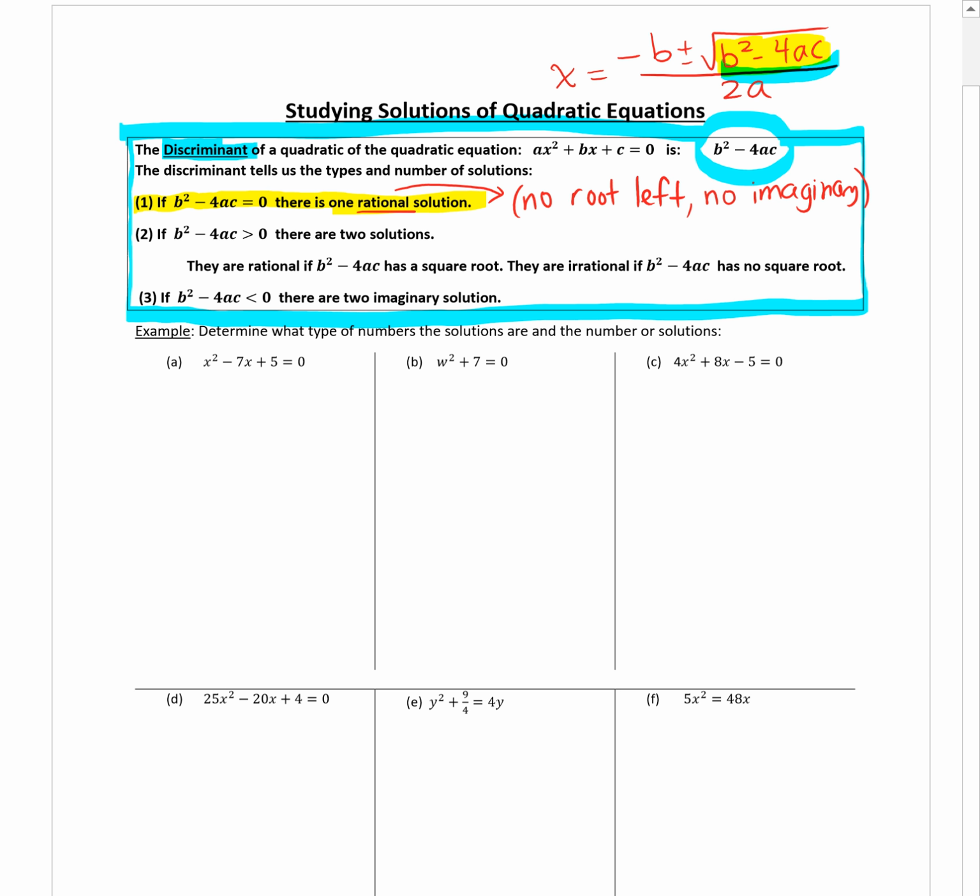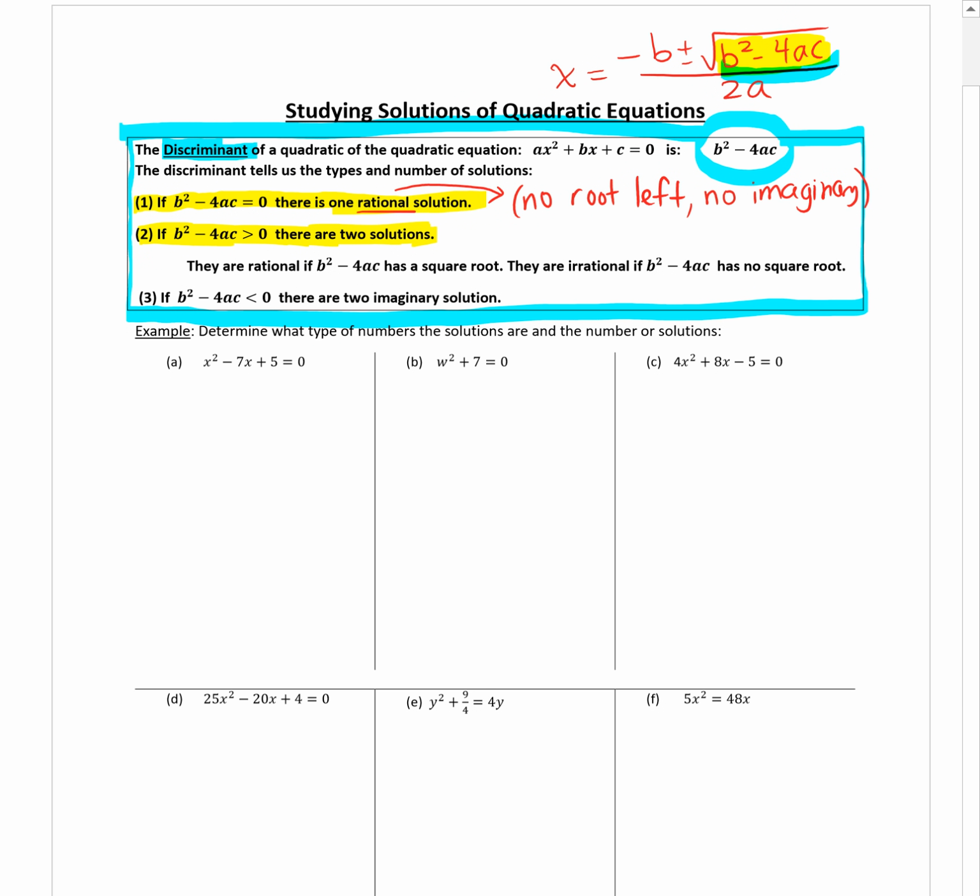So just so you know what rational means. Okay, that's one thing that can happen. The second thing that can happen is if what's inside the square root is positive, or in other words greater than 0, there'll be two solutions.